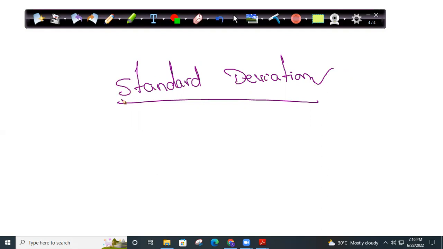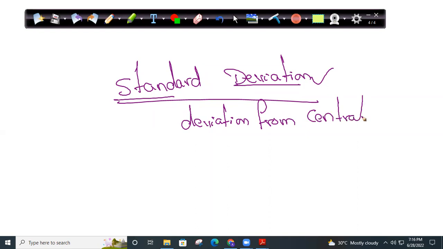It is there in the name itself. Standard deviation means how much the data is deviating from the central value. Deviation from central value. When I say central value, it can be either mean, median, or mode, but we take it as mean. If you are getting confused, leave all this. How much is the given data deviating? How far is the given data deviating?